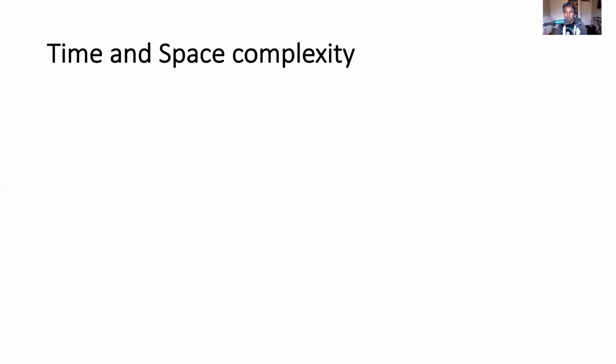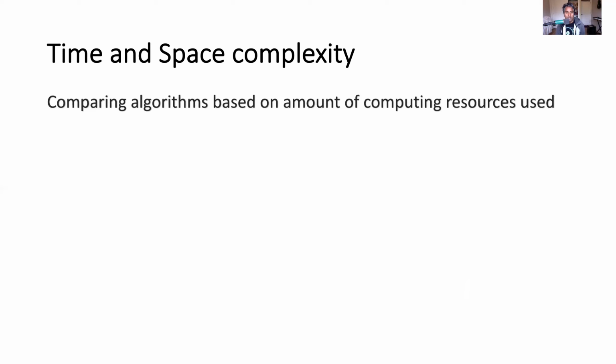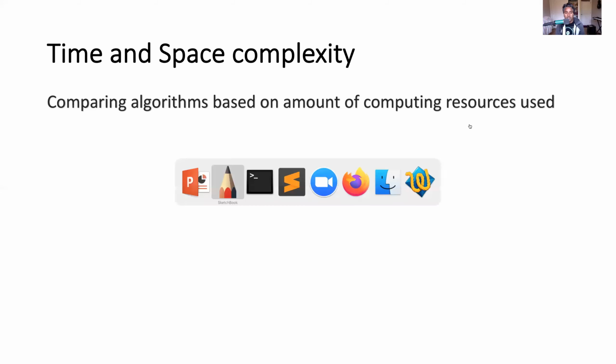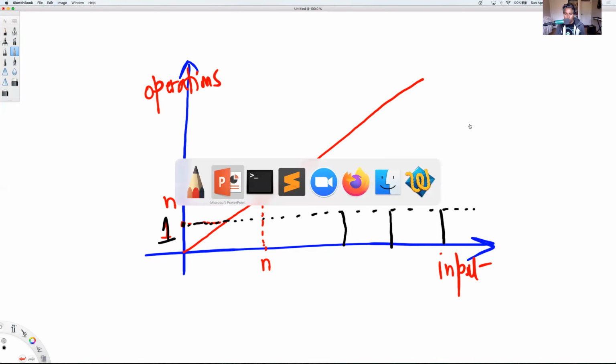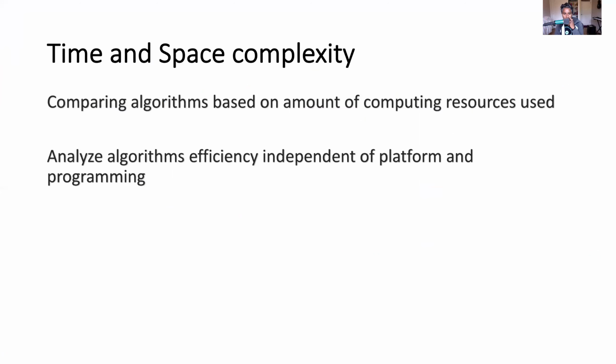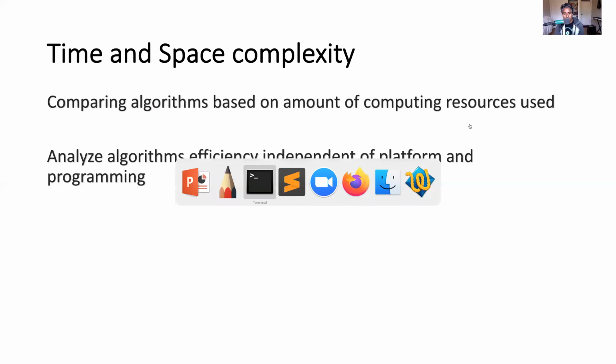So now, time and space complexity again. Once again, it is comparing algorithms based on the computing resources used. So in the previous case, this computing resource is the CPU cycles. How much effort the CPU has to make in order to compute your output. Simple example it was. Now we analyze an algorithm's efficiency, basically independent of the platform and programming language. So I may now give you an algorithm and tell you that this algorithm is basically a linear time algorithm, something like the previous algorithm.